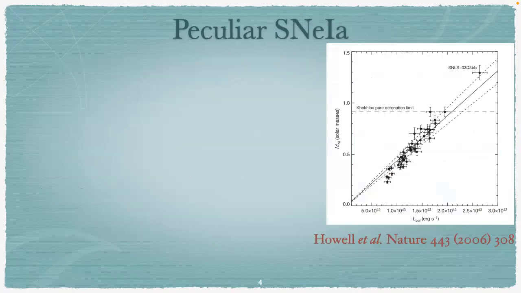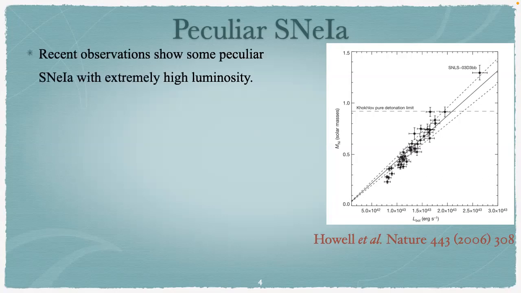But what happened recently in this Nature paper in 2006, for the first time they have observed something called a peculiar type 1a supernova, an over-luminous type 1a supernova. What does it mean? On this axis, it's basically luminosity, and the y-axis is basically nickel mass.